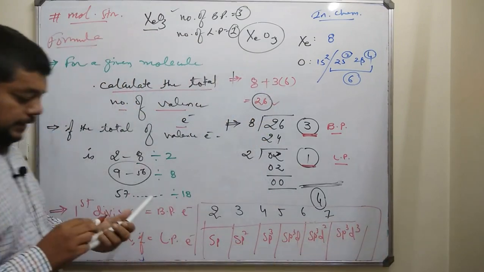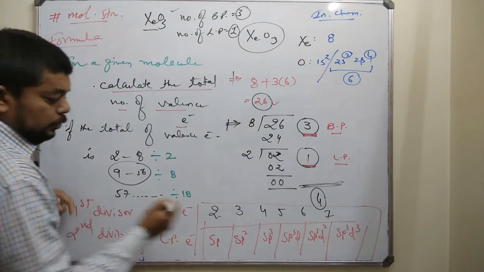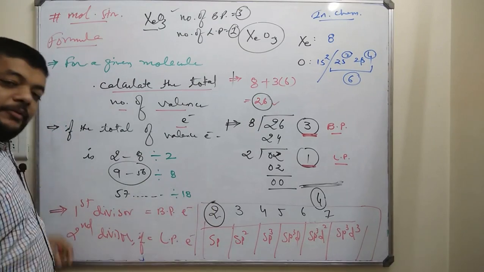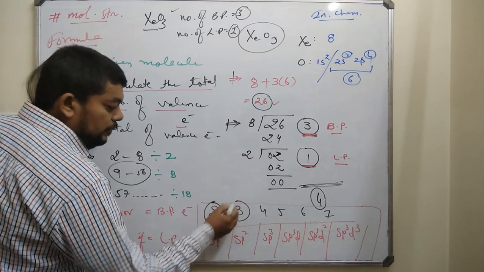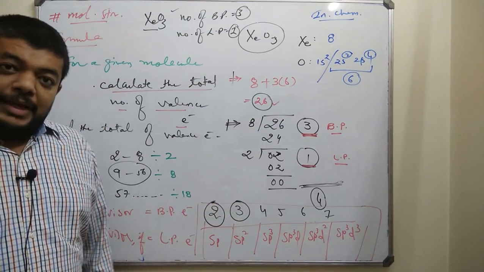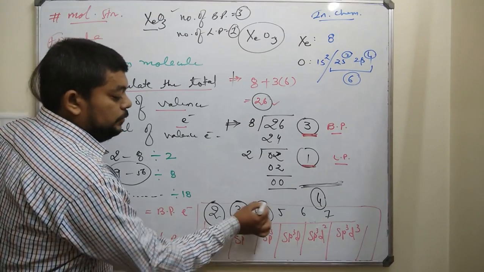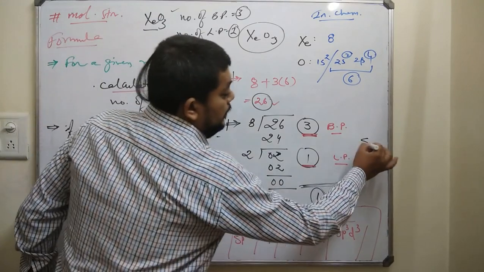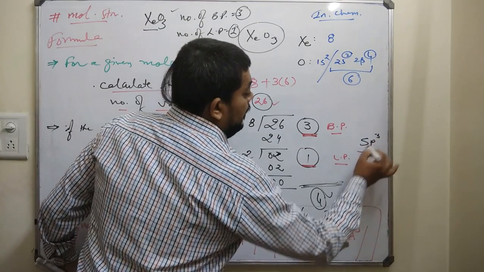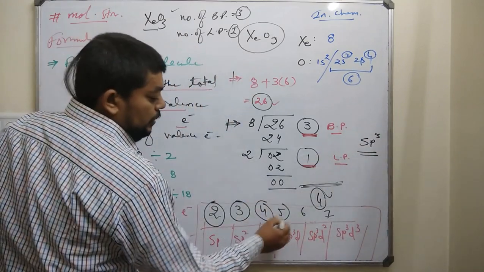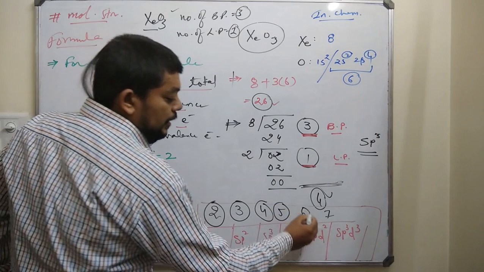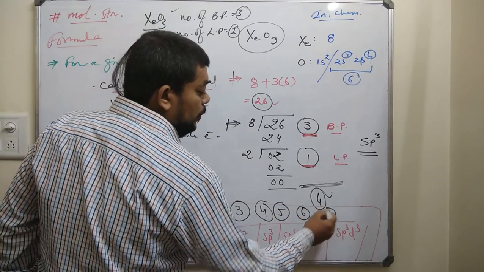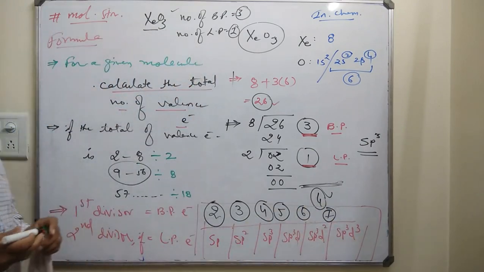So friends, be very clear that if my total comes 2, the hybridization will be SP. If my total comes 3, the hybridization will be SP2. If my total comes 4, the hybridization will be SP3. If my total comes 5, SP3D; 6, SP3D2; and 7, SP3D3.